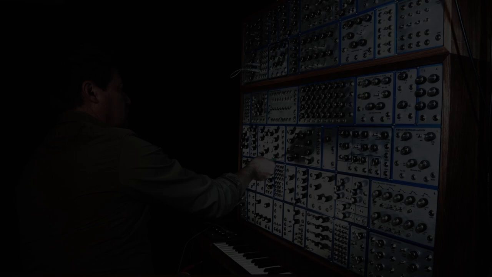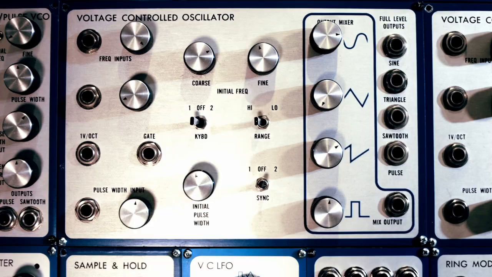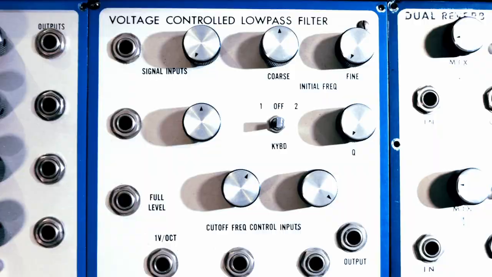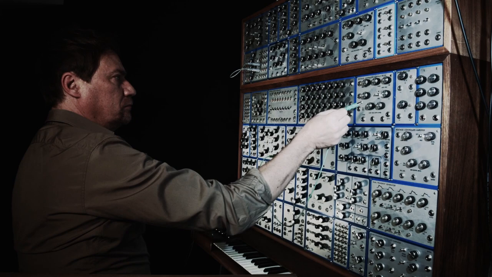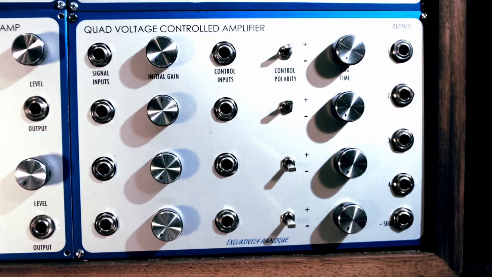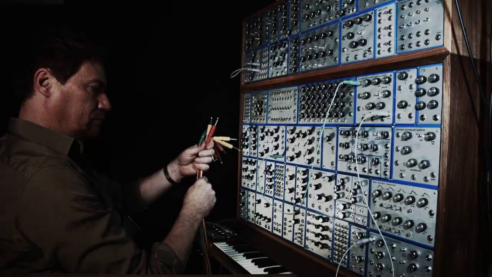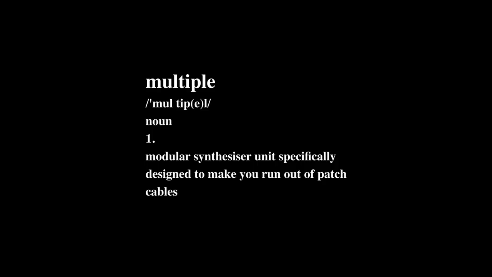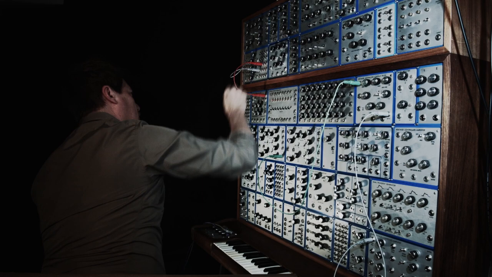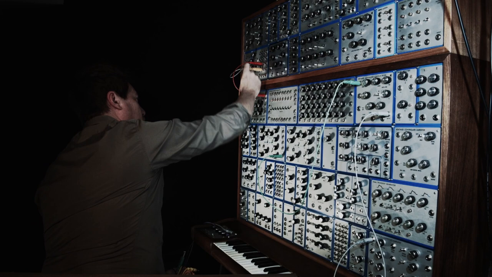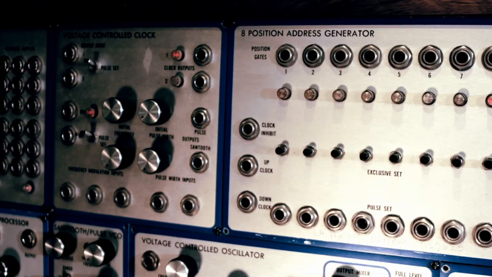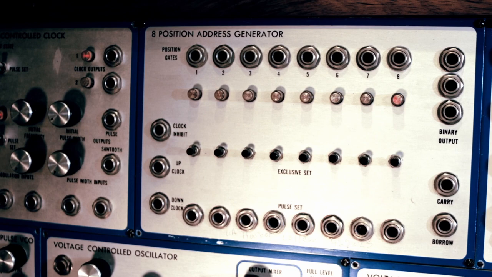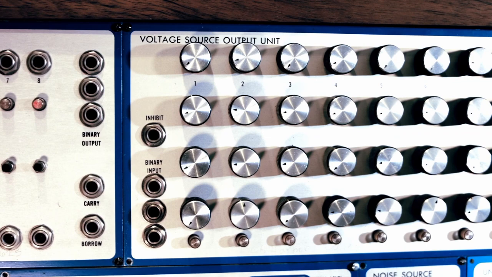I'll start by setting up a very simple VCO, VCF, VCA voice. Taking a cable from the oscillator output into the filter and then into the VCA. Next, I'll take the output from the clock source and send it to a multiple so I can send it to several different places later on. The first place it will go is the up input of the 8 position address generator, which steps through the voltage source output unit, the two modules that make up the analog sequencer.